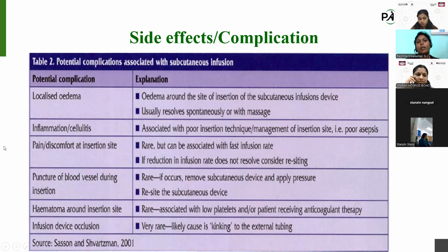Then presence of blood in the tubing indicates that it is not in the proper place. It is not subcutaneously placed. And displacement of the cannula also you should check.